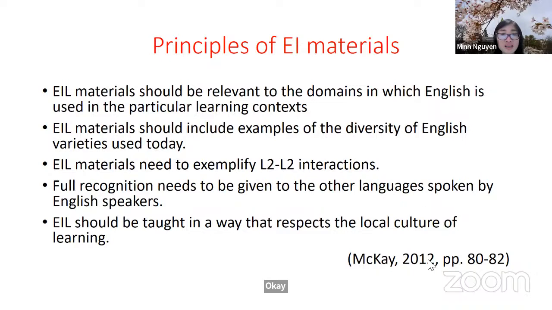definitely locally made materials are more suitable, okay? Because only local teachers, only local authors understand their context, and understand the cultural expectations regarding the local culture of learning, the expectation regarding learning, okay? What learning involves and how learning should take place, for example. All right, so I hope that makes sense.